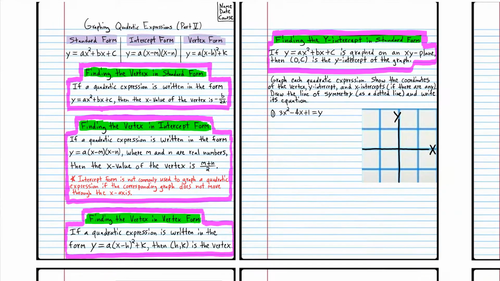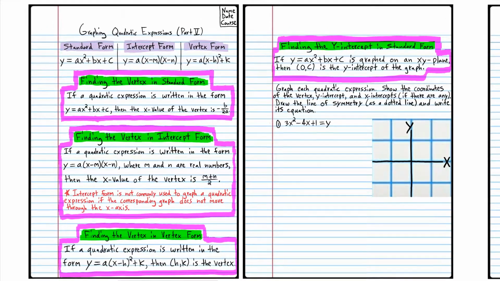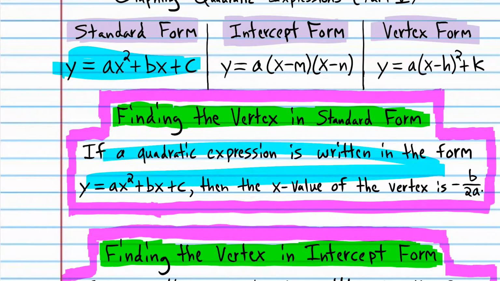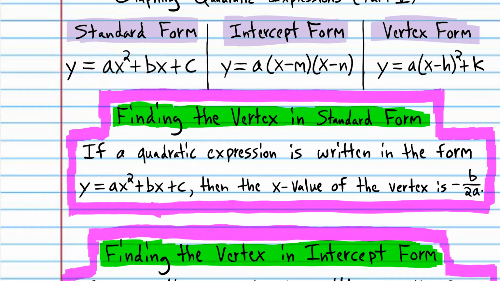And I want you to take a screenshot of all this information. You probably already have pictures of these on your phone or on your computer, but if you don't want to go to the effort to access those, you can take a screenshot. And today this information is going to be particularly useful because, again, we're using standard form, but we're also going to refer to intercept form possibly.